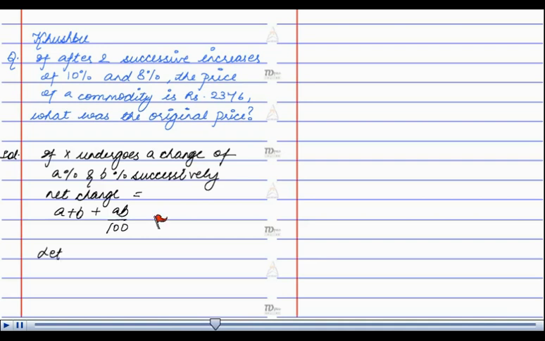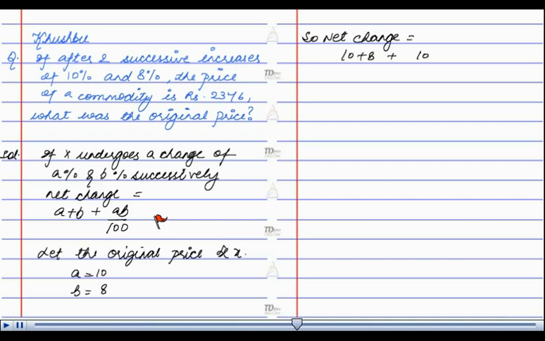Let the original price be X. Therefore, A will be 10 and B will be 8. So, net change will be 10 plus 8 plus 10 into 8 by 100, which comes out to be 18.8%. That is, the price undergoes an increase of 18.8%.